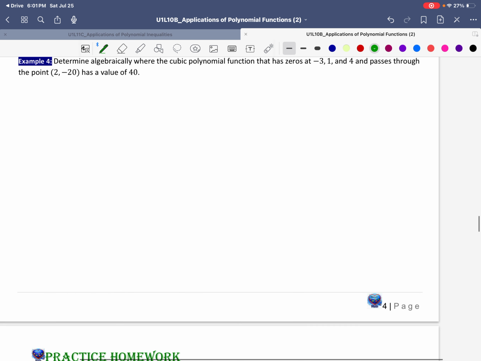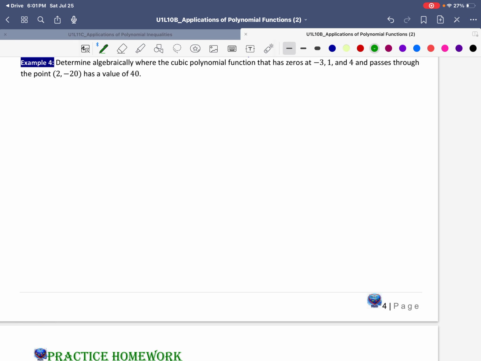Now, in the next question, it's a different type of question, still application of polynomial equations, but this deals with not a real life application question. It's an application of polynomials, that's for sure. So we have to determine algebraically where the cubic polynomial function with the given zeros will pass through this point and have this value.